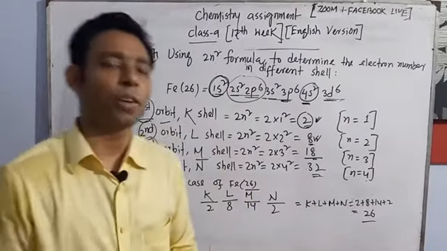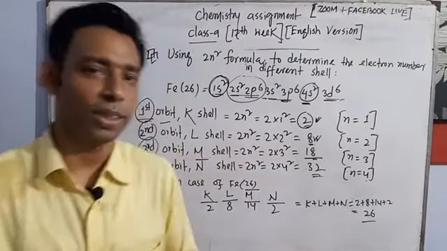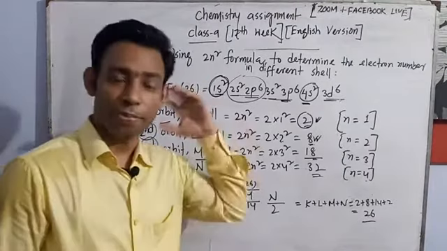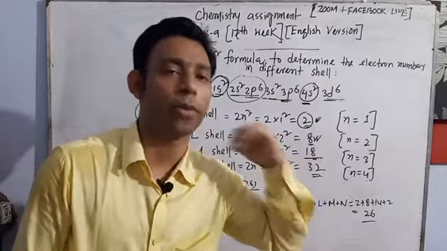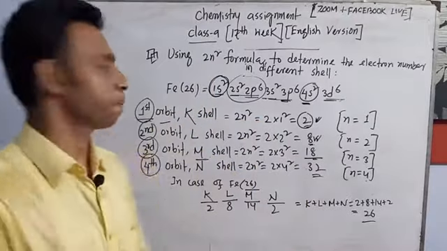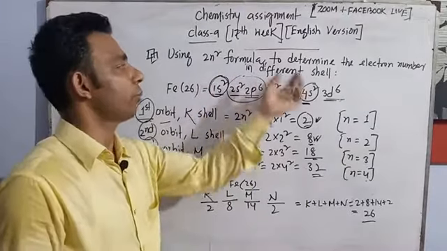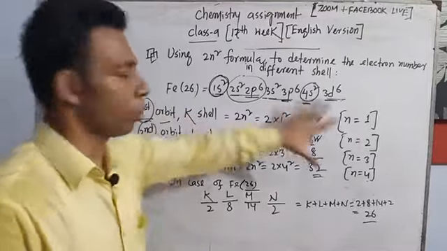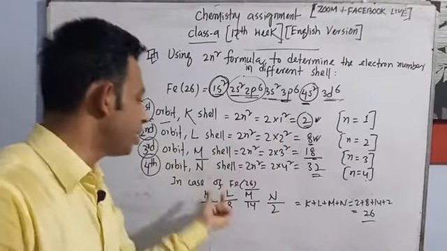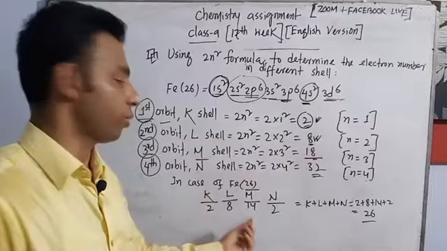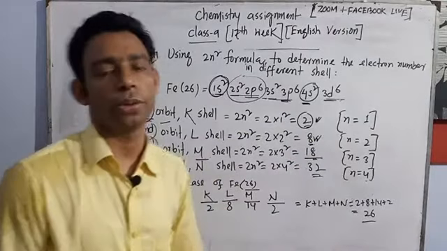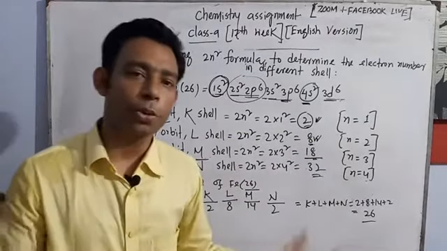This is the third part of the assignment. In short format, we maintain all of the steps in the assignment. This one is using the 2n square formula: which orbit or energy level, how many electrons, in case of iron. Yes, maintaining this, and total number of electrons 26. Third part we completed here.